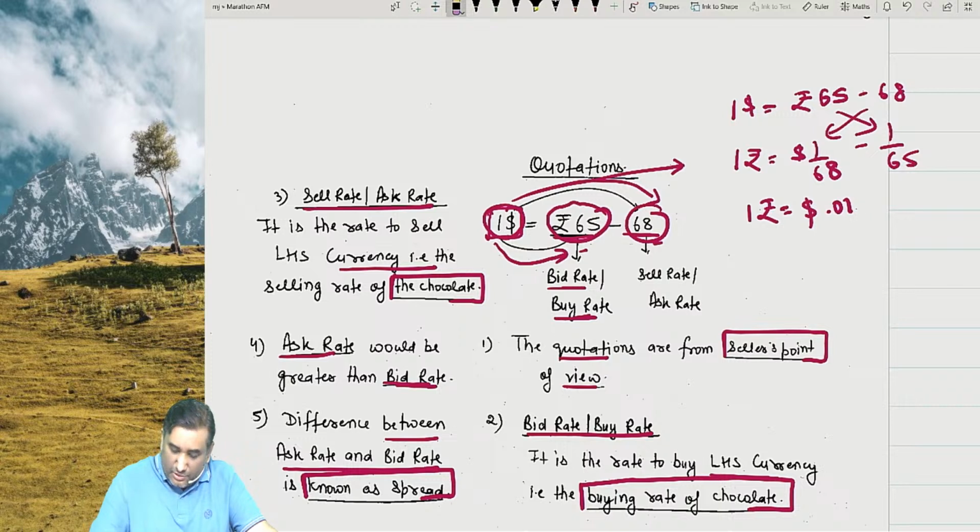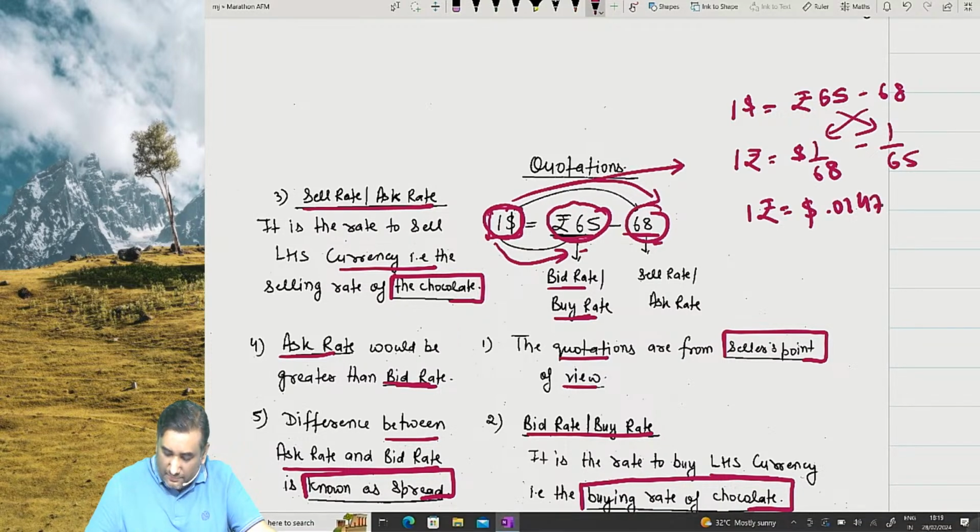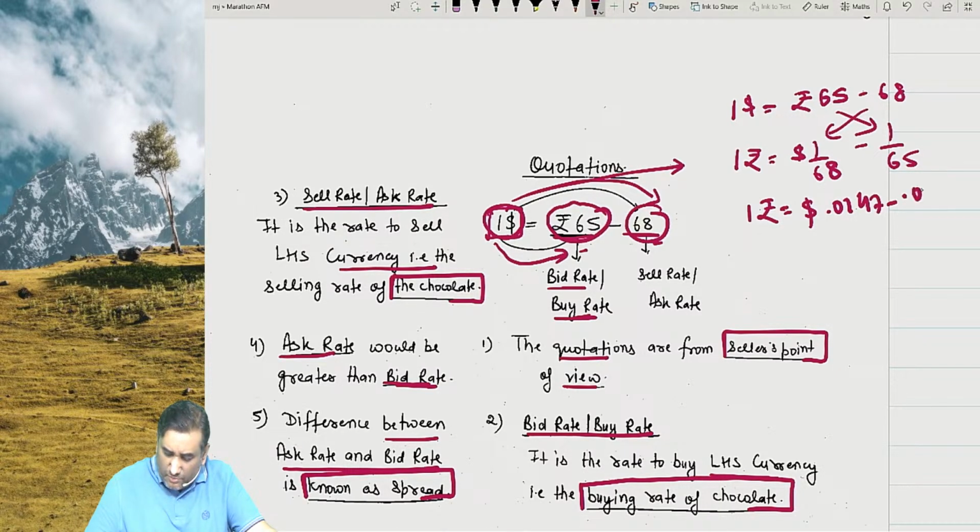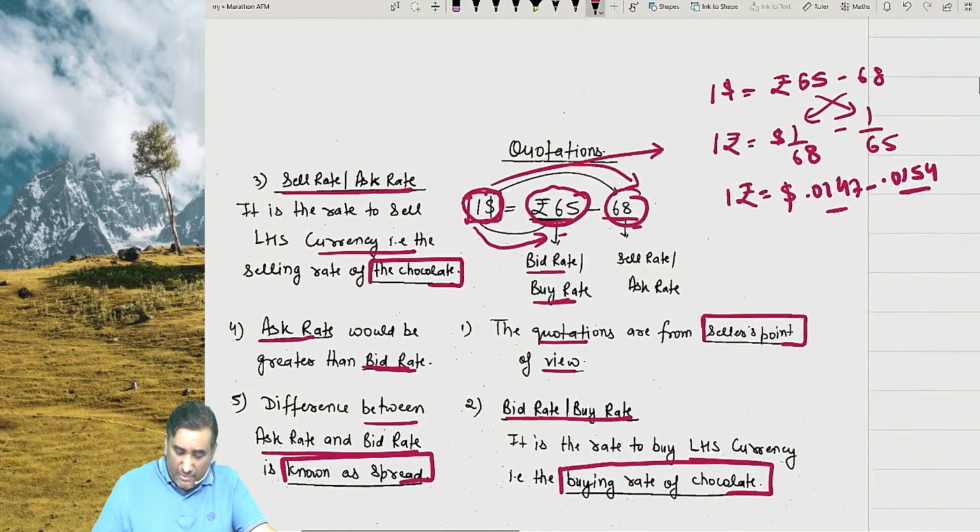0.0147, and this will be 0.0154. The ask rate would always be greater than the bid rate. Now why cross is done, understand also from a flow, because I might be using it in some question.